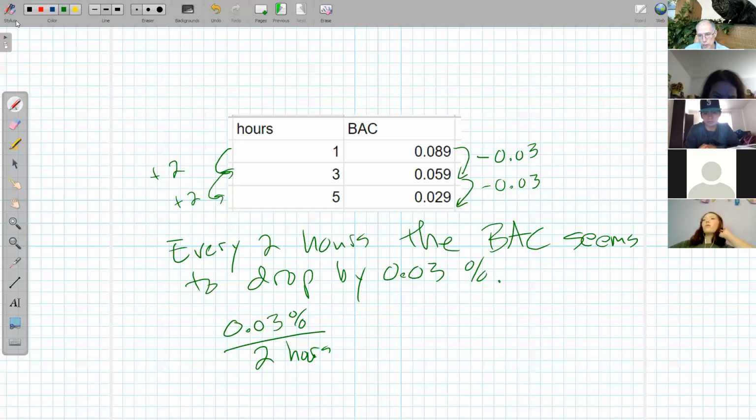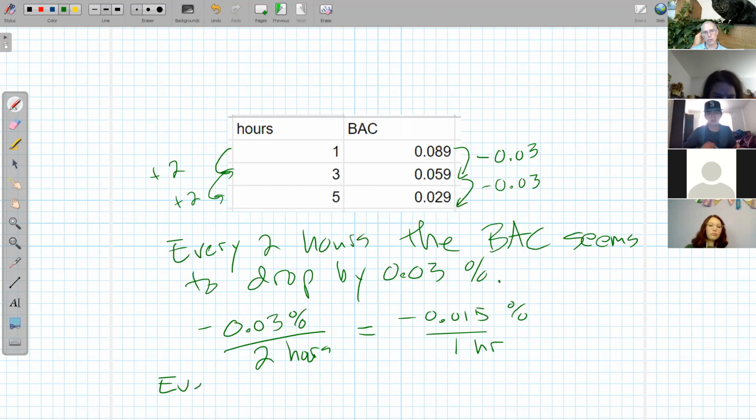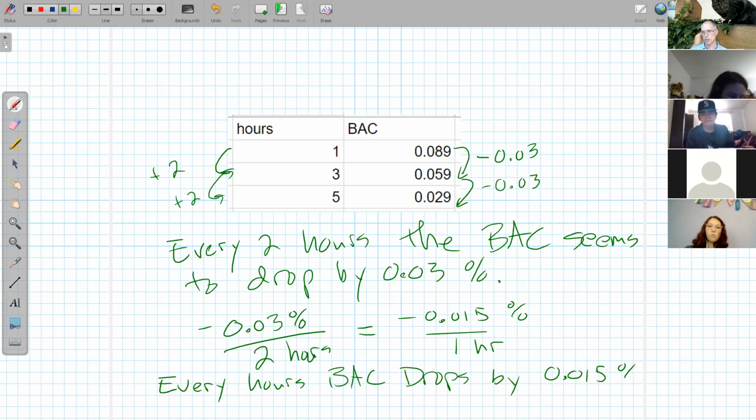I often find it helpful to write things on paper so I can convince myself I'm doing the right thing before I start typing it into some box that's going to judge me. That was a negative there. So this is still negative 0.015. And this time, since I divided the 2 out, that means there's 1 hour in the denominator, and that's percent. So this new calculation tells me that every hour, BAC drops by 0.015. And I think the box is waiting for me to put that in.